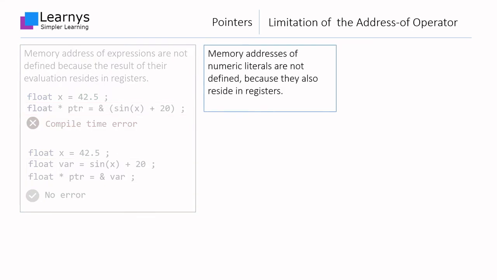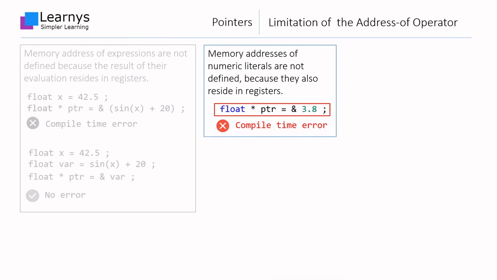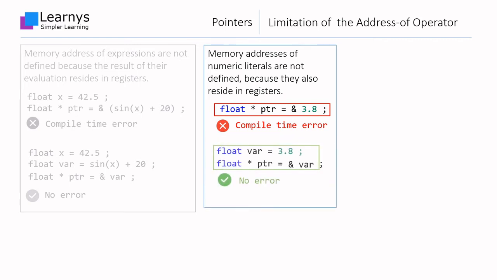Memory addresses of numeric literals are also not defined because of the same reasons mentioned before. For example, this statement will not compile because the ampersand operator has been applied over a float type literal, whereas this statement will compile smoothly because the literal 3.8 has been assigned to a variable named var and the ampersand operator has been applied over var instead of the literal directly.